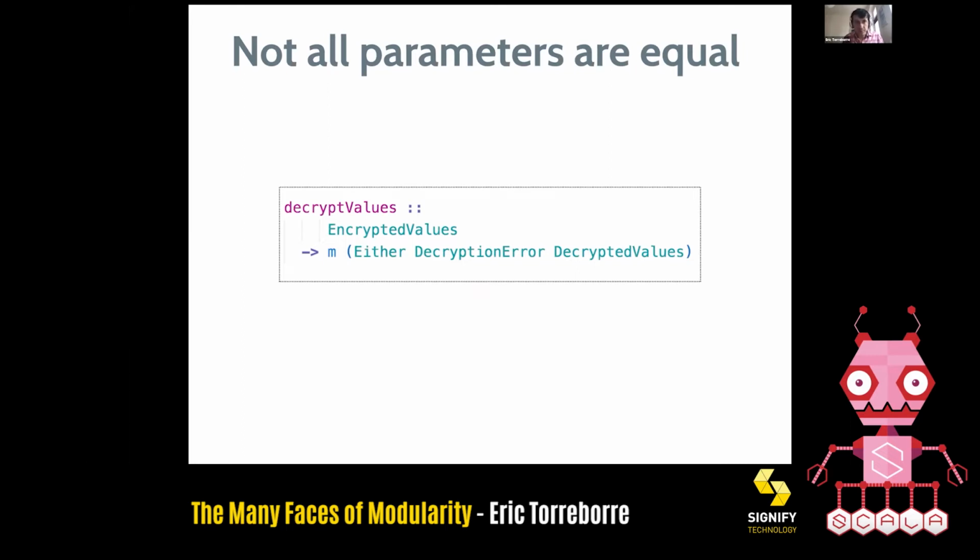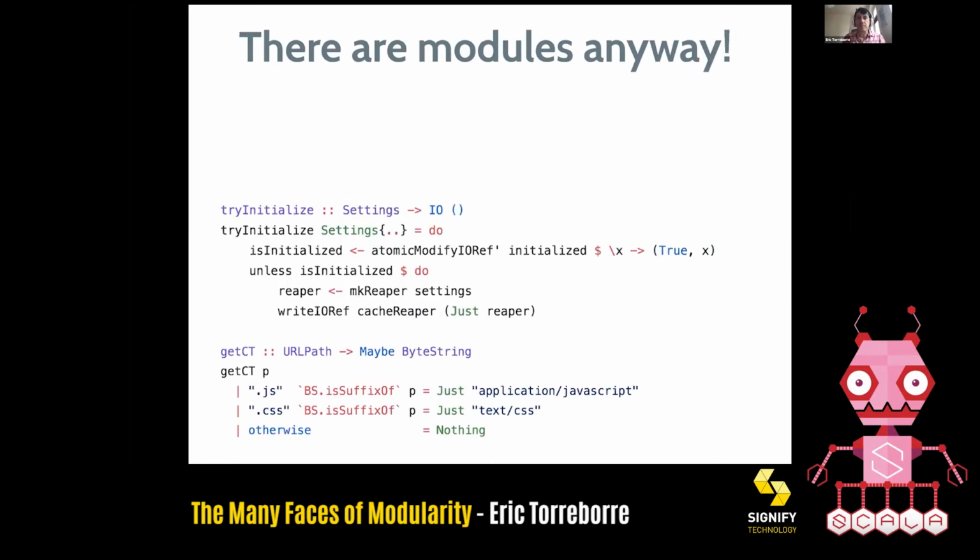And one of my main issues with this style of programming is that it totally breaks encapsulation by considering that all parameters are equal. So we will come back to this issue later. And one more argument, my last argument for functional programmers and modules, is that even in a language like Haskell, there are modules anyway.